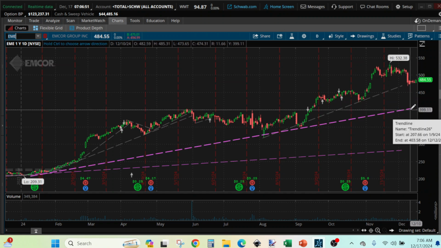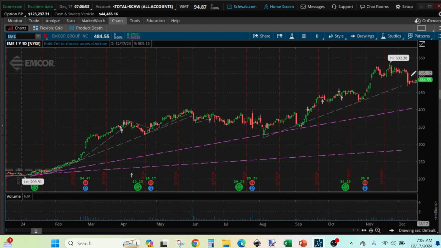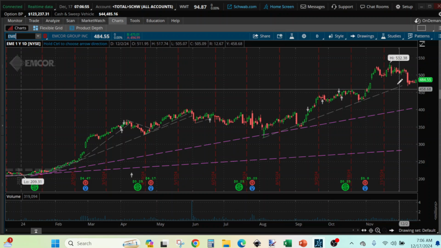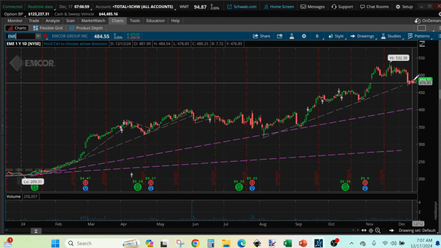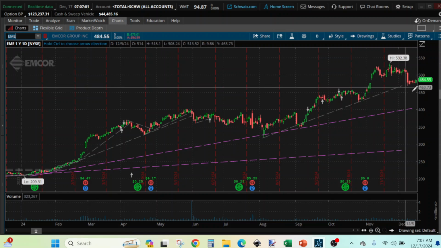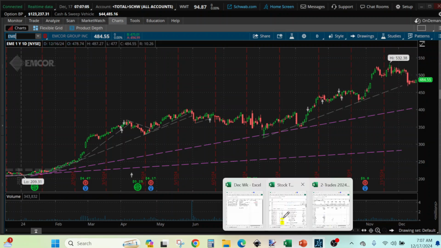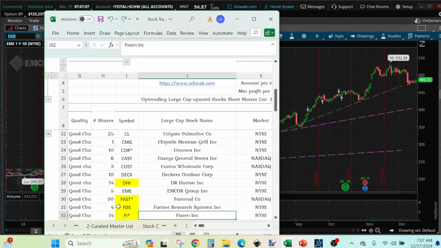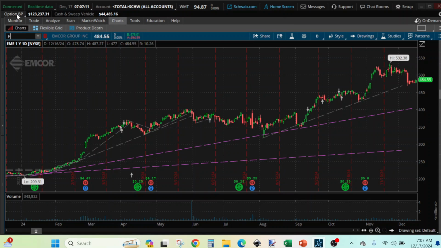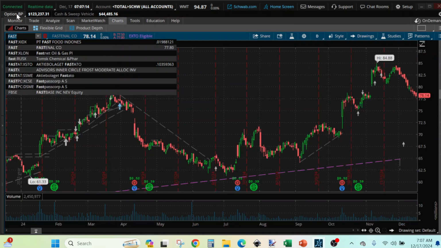E-M-E. This one is 1 year trend line, but it's right there. It's consolidating around this line here. Tells me that it could continue going up from there. It's not ready to move down here yet, but we don't really want to get in at that level. We have FAST. FAST. We purchased it already.